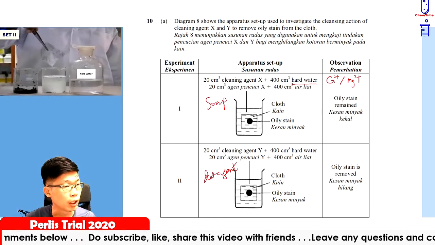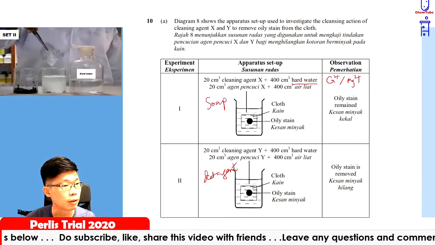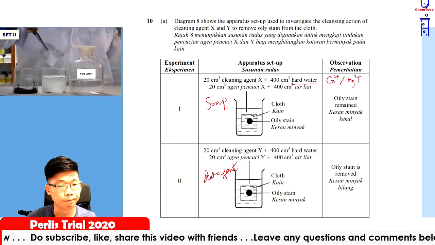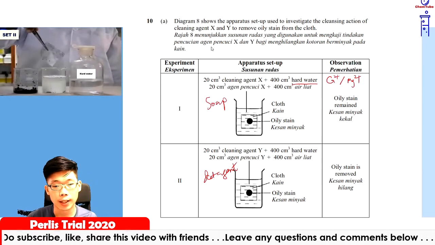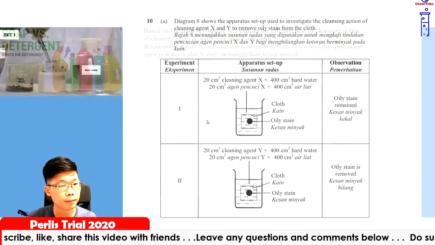Okay, so not clean means that set 2 is using the salt now. So this is how we do the experiment.